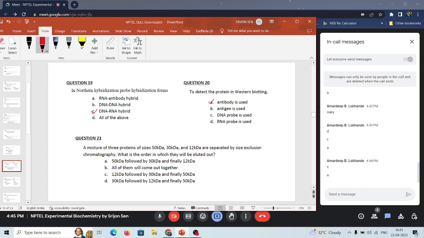You use an antibody for detecting of protein. So first primary antibody, then secondary antibody attached with an enzyme which is going to fluoresce your substrate.